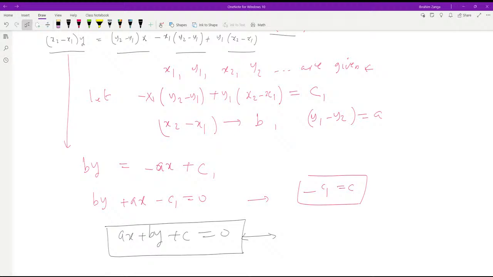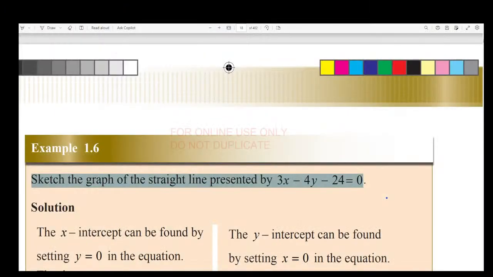So we do an example. Sketch the graph of the straight line represented by 3x minus 4y minus 24 equals 0. So we are going to sketch a straight line represented by the following equation. How do we do it?